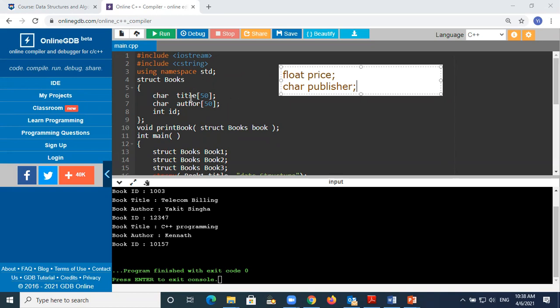So only these 5 things can be changed. Instead of an ID, they will put the price. Instead of the author, maybe they will put the publisher. Or maybe after the integer ID, they might ask the price. So please check here which one they added. That's why I told you they can add only title, author, ID, price, or publisher. Only 5 things can be asked.